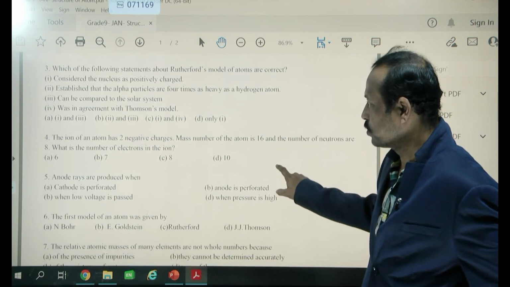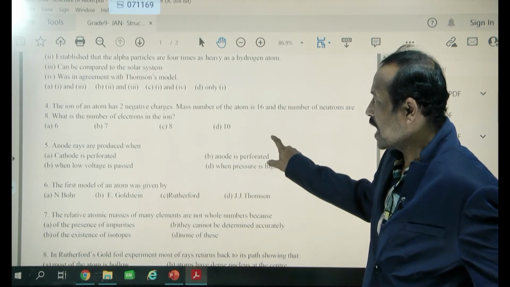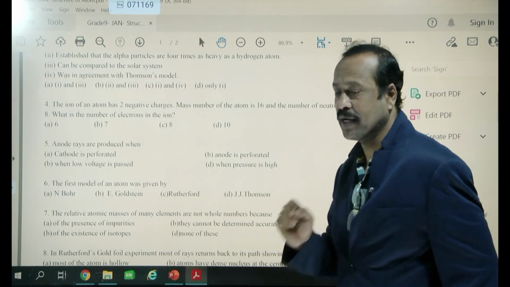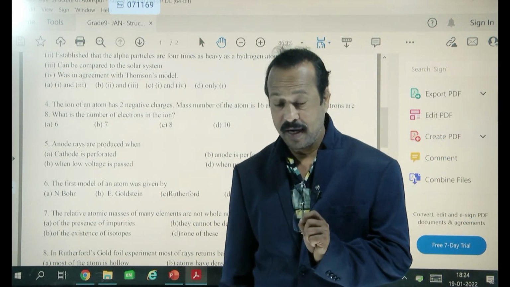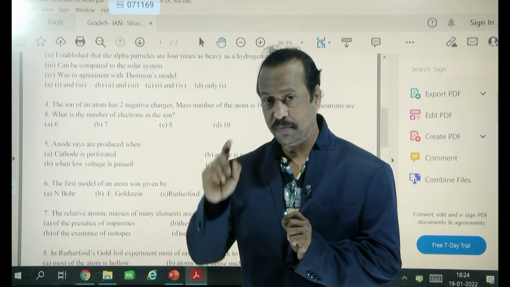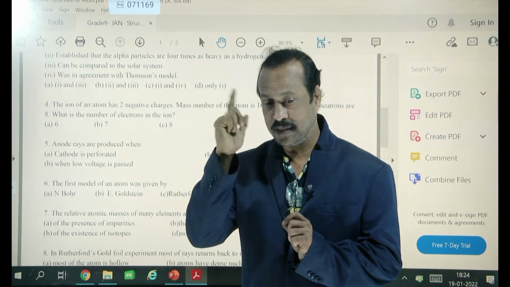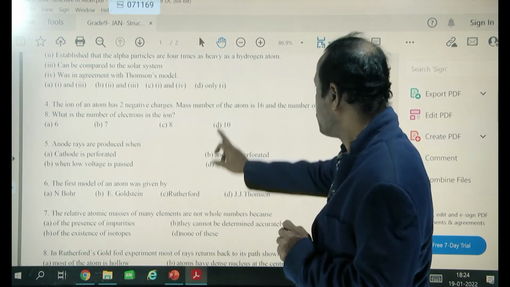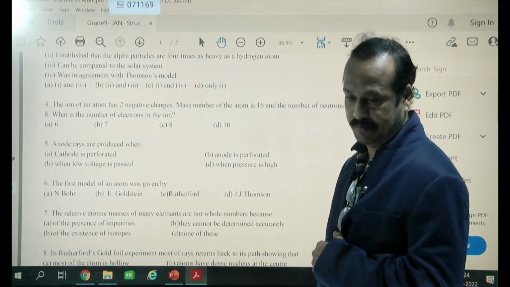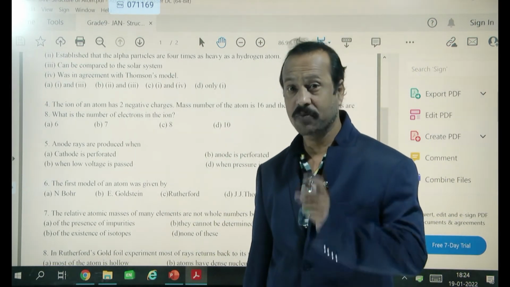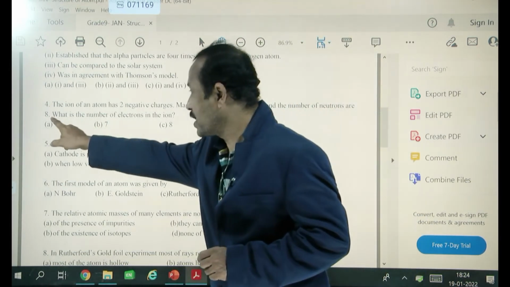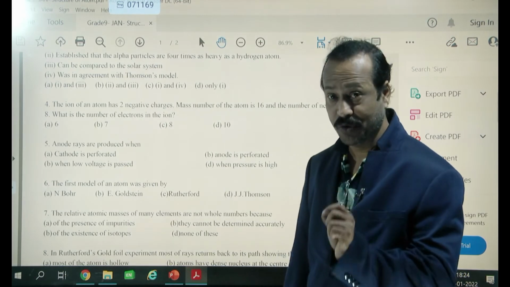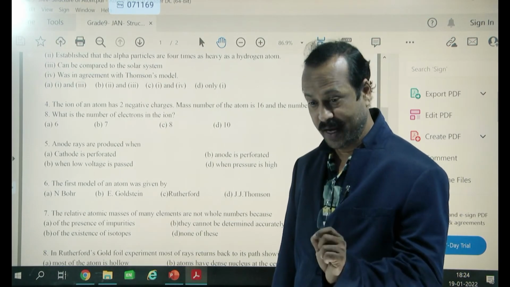Now come to the next question. The ion of an atom has two negative charges. One ion is there, it has two negative charges, means its charge is -2. The mass number of the atom is 16, and the number of neutrons is 8.